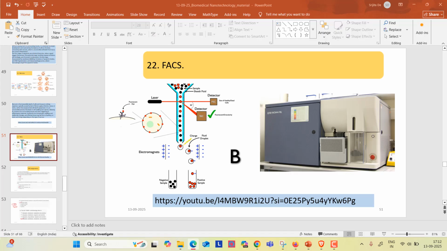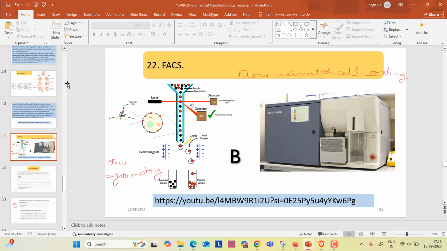This is the flow-activated or assisted flow-activated cell sorting. Also, it is called flow cytometry. Okay, what is happening here?